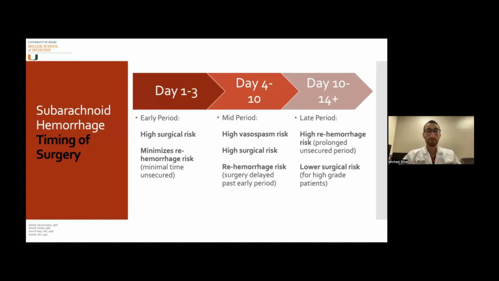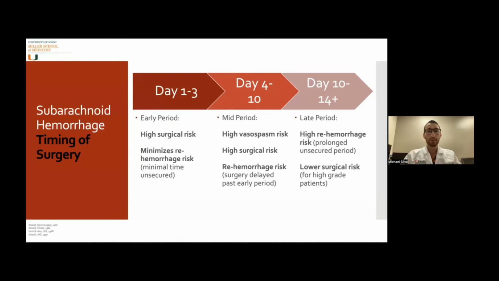But perhaps certain patients, right, the higher grade aneurysms, have a higher surgical risk for acute intervention. So to sum this up in a timeline, in the early period, there's high surgical risk, red, angry, swollen brain. These are the grade 4 and grade 5 Hunt-Hess subarachnoid hemorrhages. However, intervening early minimizes the risk of rehemorrhage, because that high risk period, this first 48 hours, is the most common period for a re-rupture.